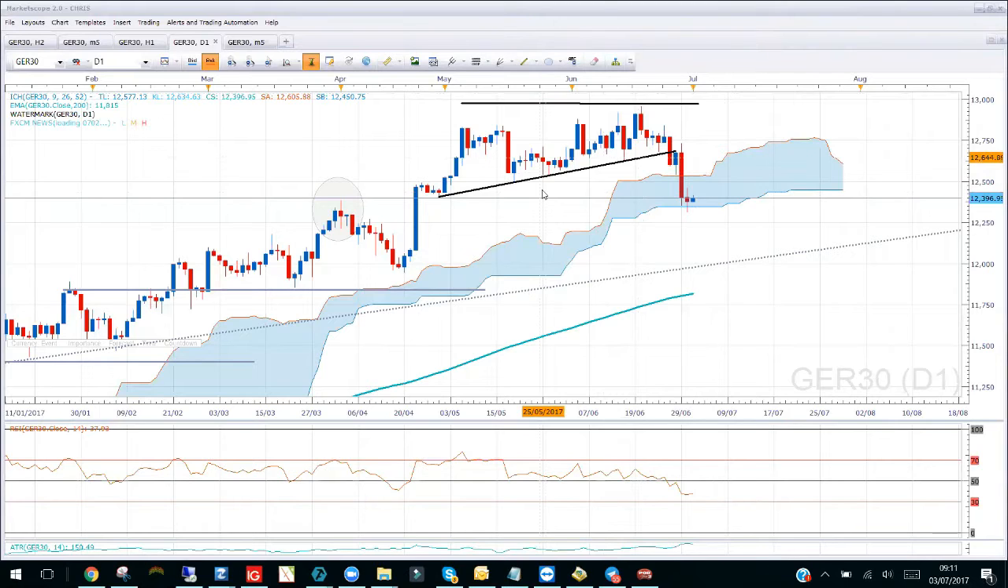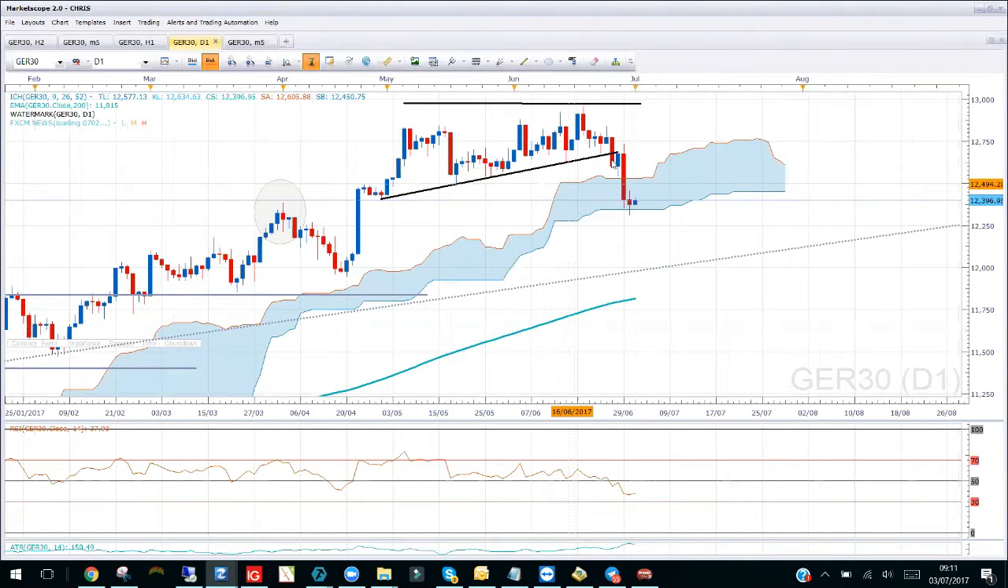Now, we've already had the break below the ascending triangle formation that's been developing over the last few weeks. Broken to the downside, which was a bit of a surprise, although not to some. It's normally a bullish continuation pattern. A break to the downside can suggest a reversal. And of course, on Thursday, we had a pretty aggressive move to the downside.